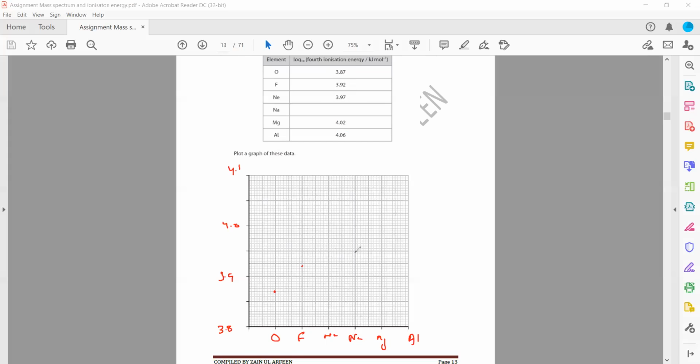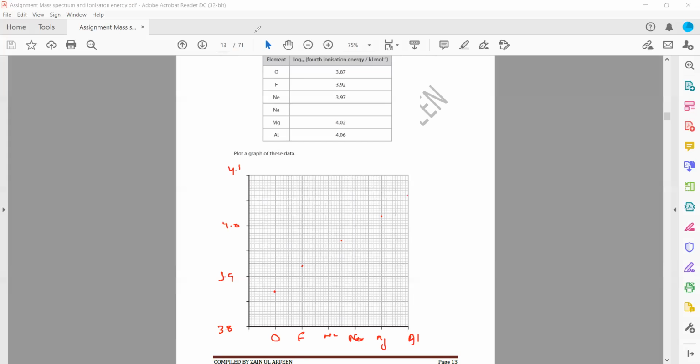Neon is shown as 3.97, and sodium is not there. So this will be 3.95, 96, and then 97. Then we have magnesium, that is 4.02. So this will be 4.01 and then 4.02. And aluminum is there, which is 4.06. So 4.05 is this, and 4.06 will be 2 boxes after that.